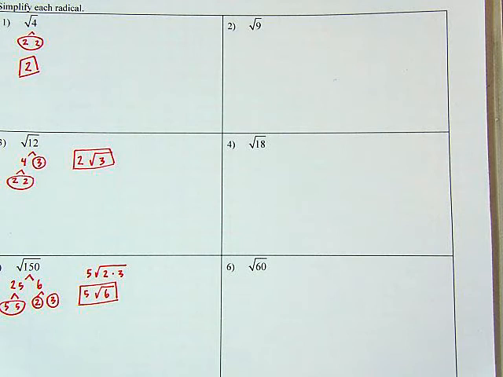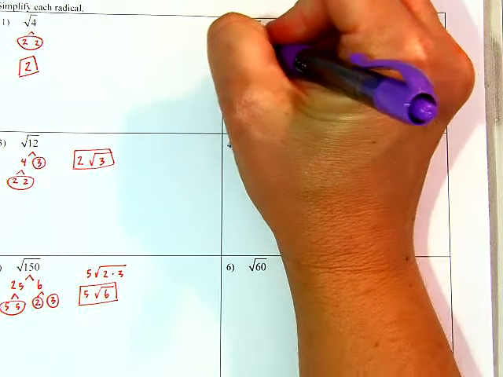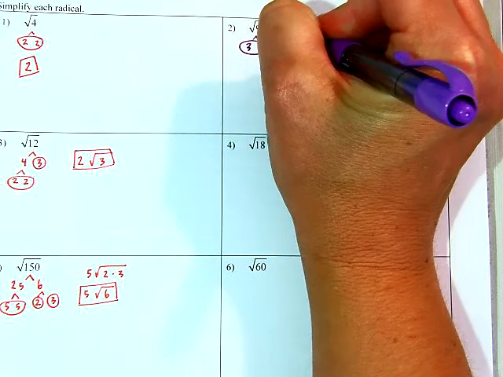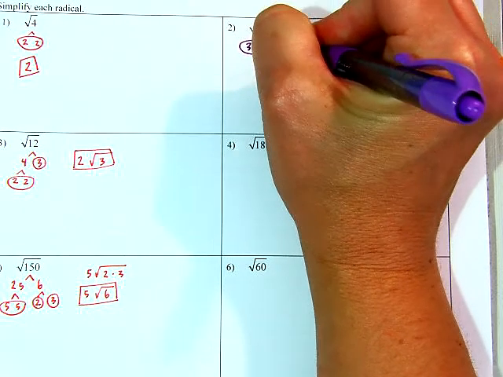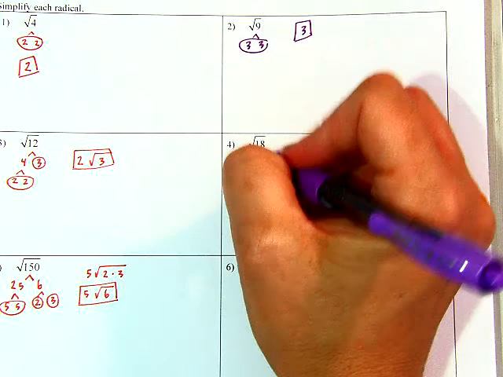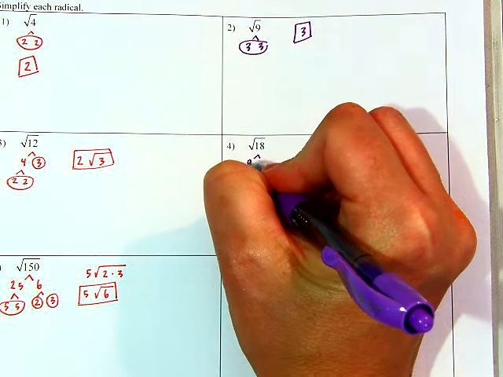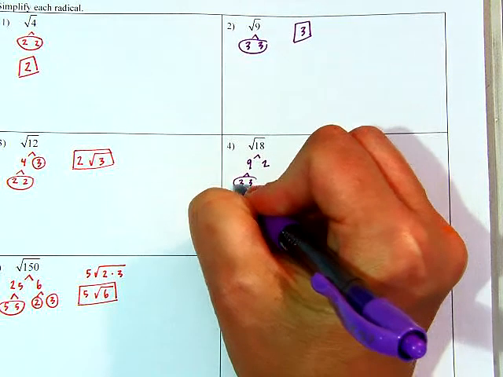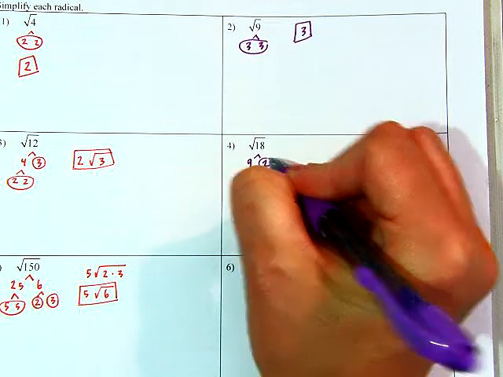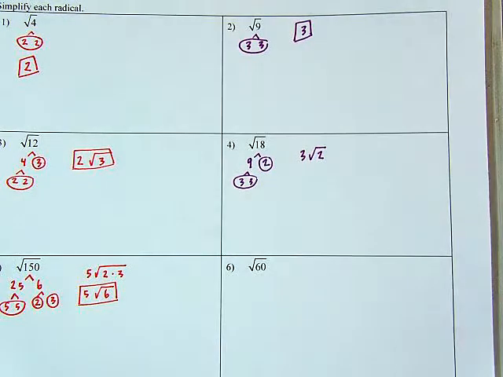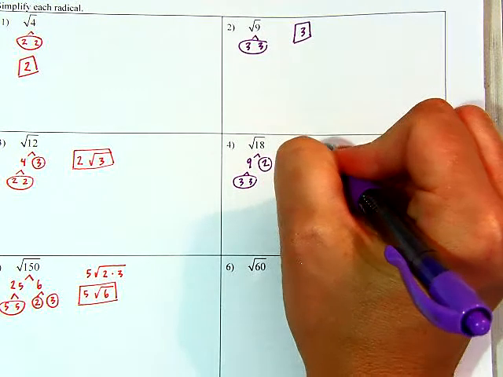Okay, so square root of 9, perfect square already. I can see that it's a pair of 3's. So square root of 9 is just 3, nice and easy, just like that. Okay, square root of 18, I can see that that's 9 times 2. That 9 gets me a pair of 3's. That 2 is going to stay behind. So on the outside, I have a 3. Underneath, I have the 2. So 3 times the square root of 2, or 3 root 2.